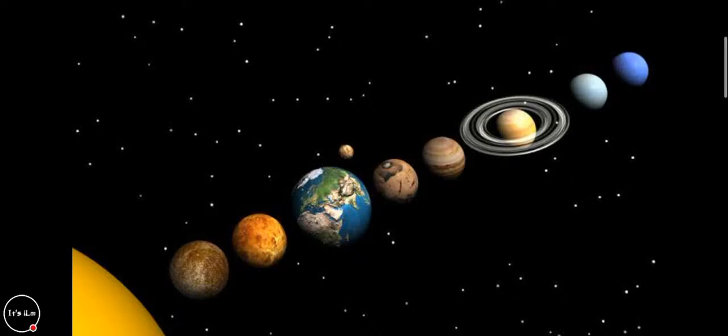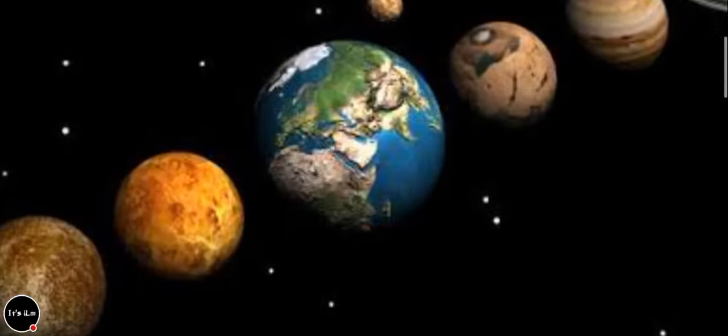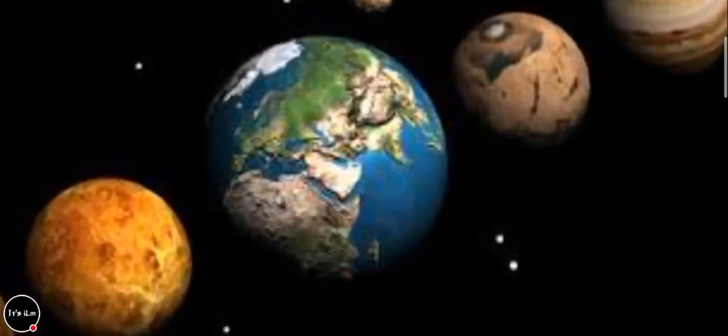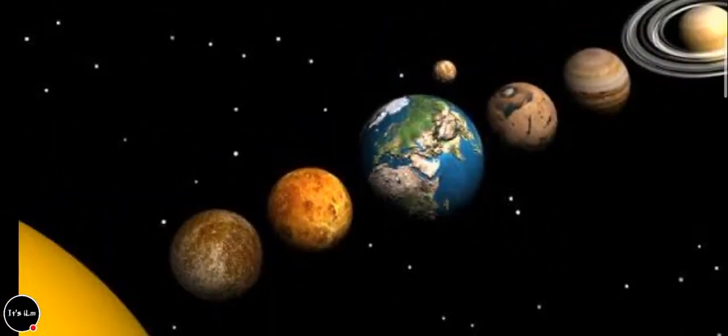Here is the solar system. In this solar system, we see that planets are there. Our Earth is located here. Our Earth is in third place in distance from our Sun.